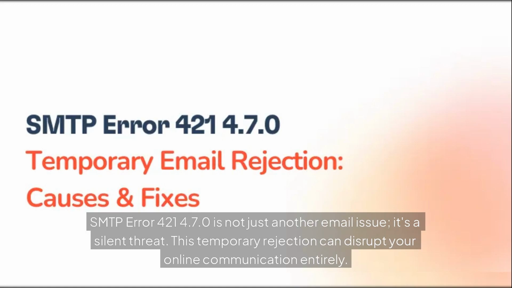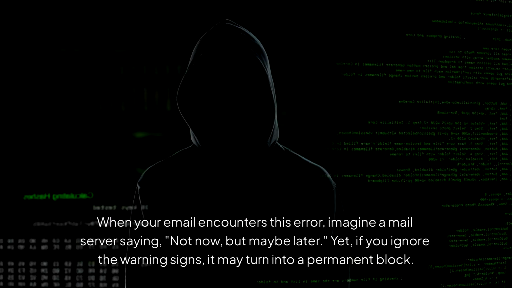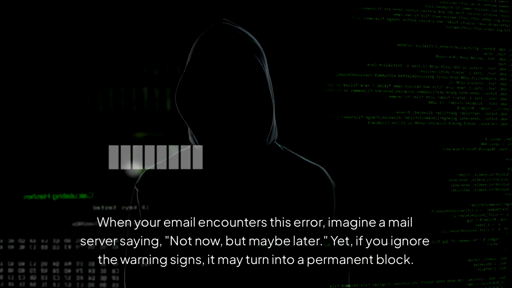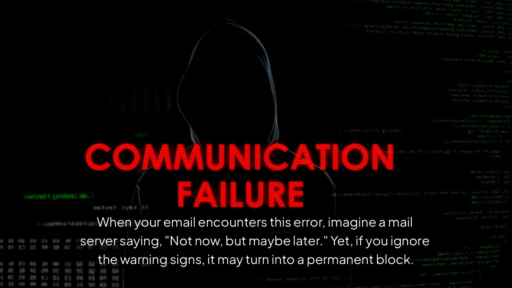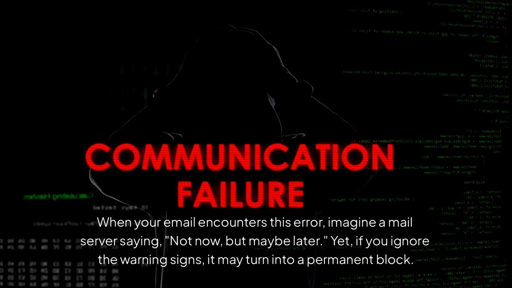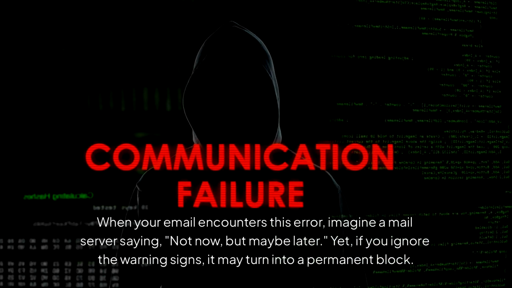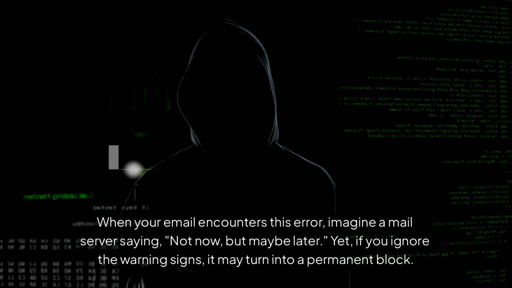SMTP error 421.4.7.0 is not just another email issue, it's a silent threat. This temporary rejection can disrupt your online communication entirely. When your email encounters this error, imagine a mail server saying, "Not now, but maybe later." Yet, if you ignore the warning signs, it may turn into a permanent block.